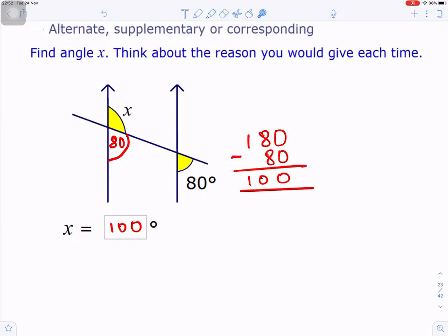If we look at these two green lines, I've highlighted them green, they're parallel. So we can see that letter F, and this angle 80 is the same as this angle 80. And this is a straight line. Angles in a straight line add up to 180. So 180 minus 80 would give you 100 degrees. So X is 100 degrees.